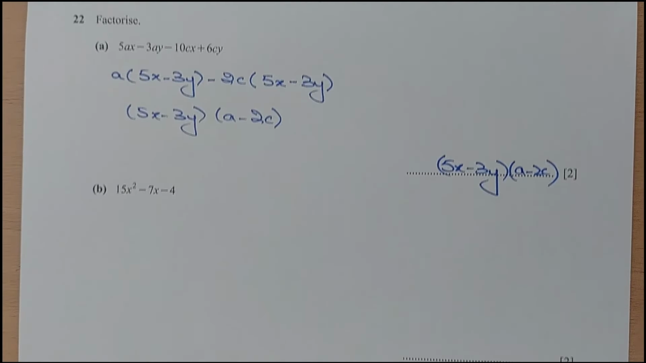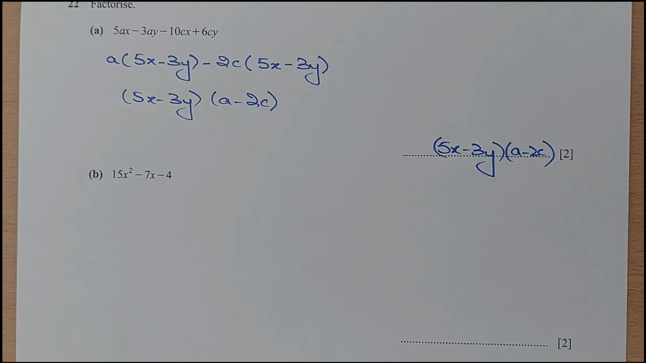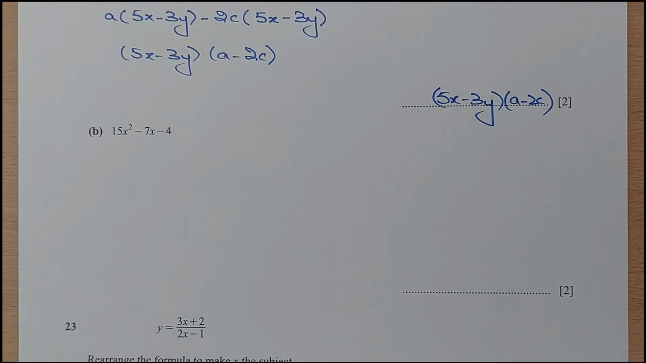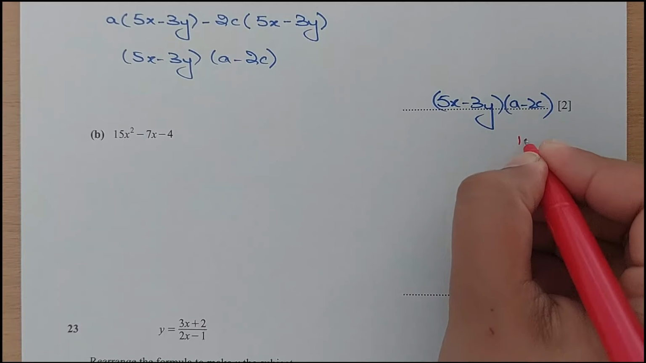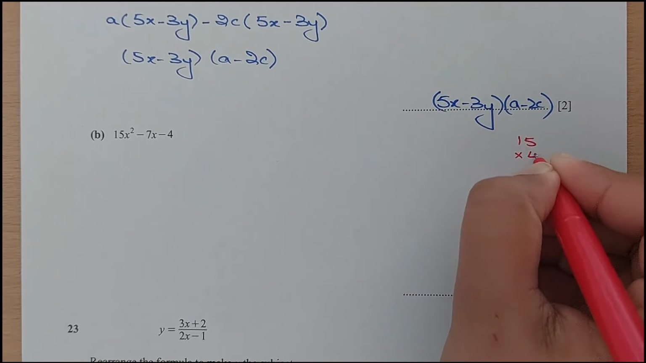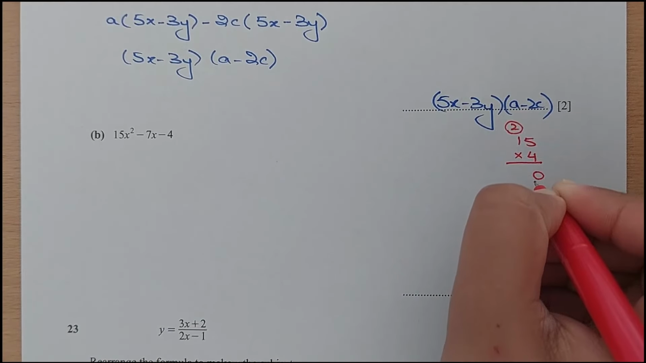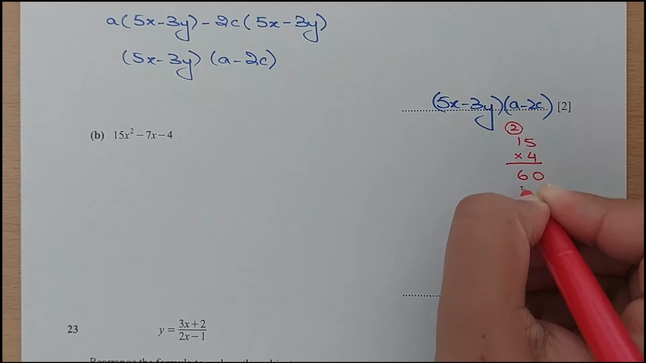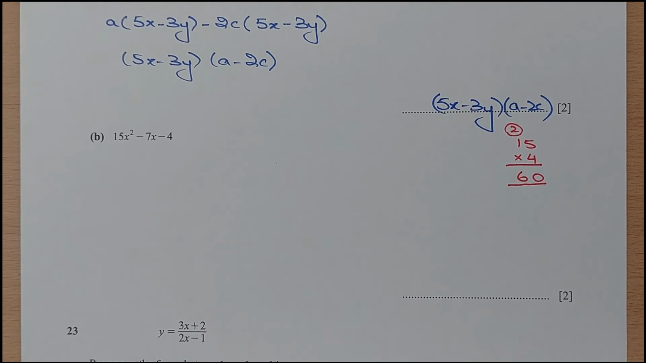Right. Now for part B, we have a quadratic equation. We need to factorize it. Let me break the middle term. So first we need to find 15 times 4, which is 60. So we need to find the two factors whose product is 60 and whose difference is negative 7.